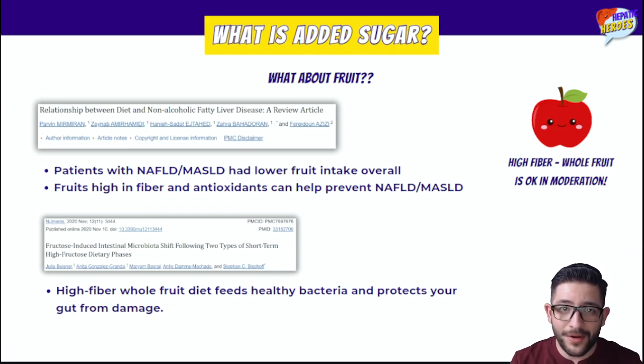Now, this is key. Remember, it's all about the fiber, right? It's all about the nutrients that come from whole foods. It turns out that if you're eating whole fruits, that's actually better for you. Now, another quick caveat, when we're talking about fruits, we're talking about whole fruits here. I'm not talking about smoothies or juices that you extract from fruit.